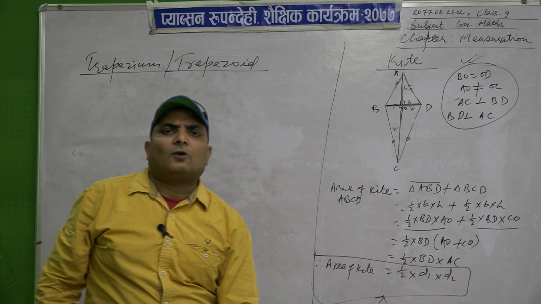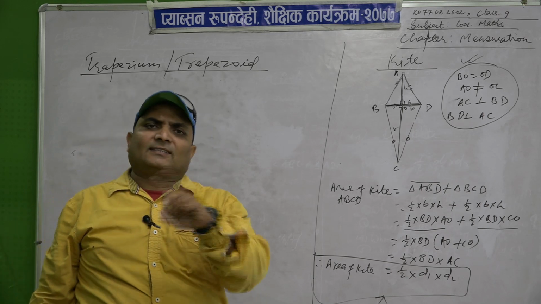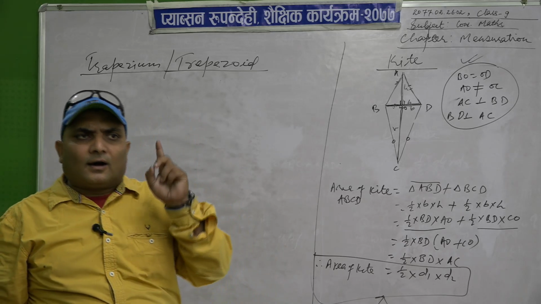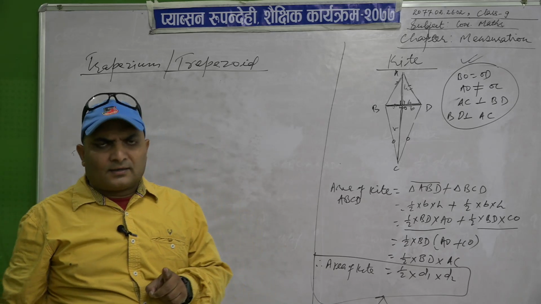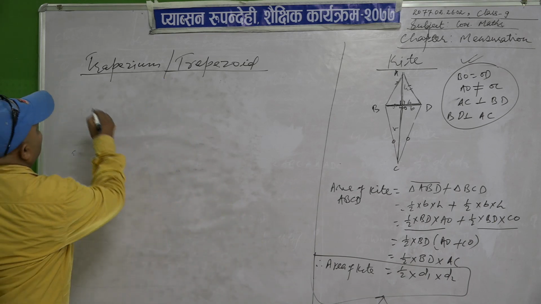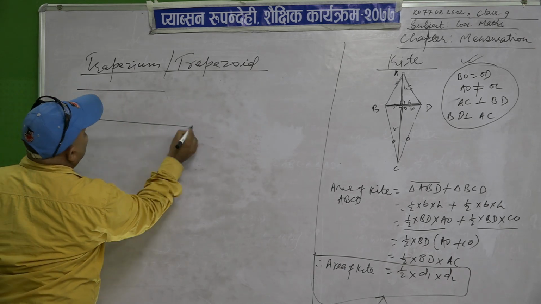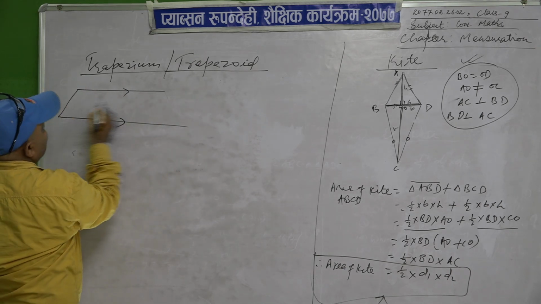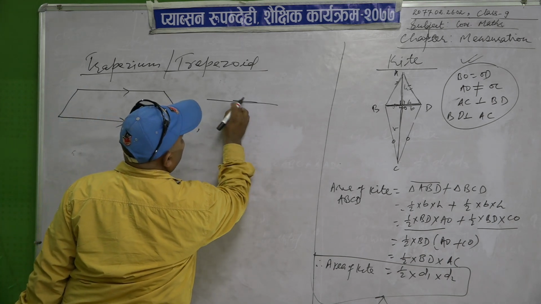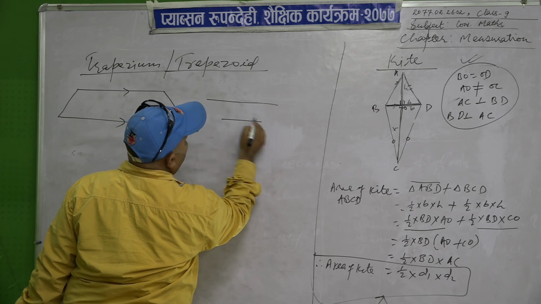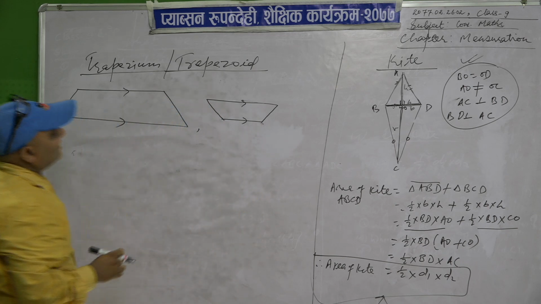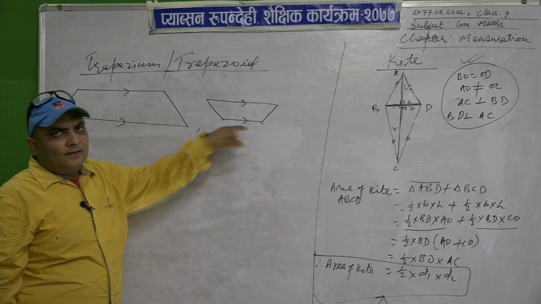A trapezium is a quadrilateral of which one pair of opposite sides is parallel, not both pairs of opposite sides. Again, a trapezium is a quadrilateral in which one pair of opposite sides is parallel. See, according to this definition, if these two are parallel, then this is a trapezium. Only one pair of opposite sides is parallel.